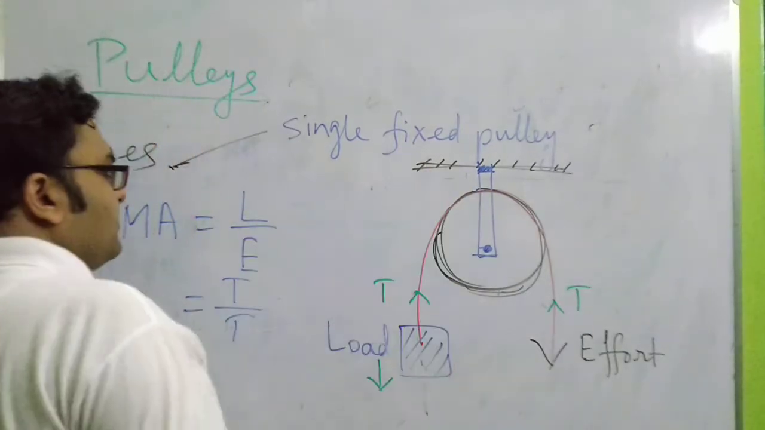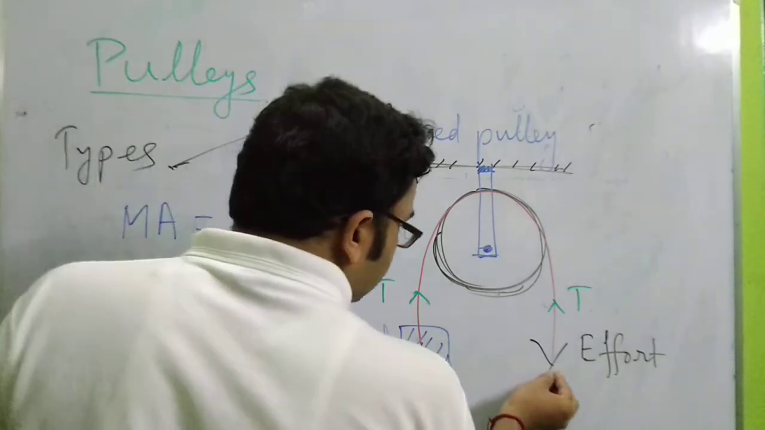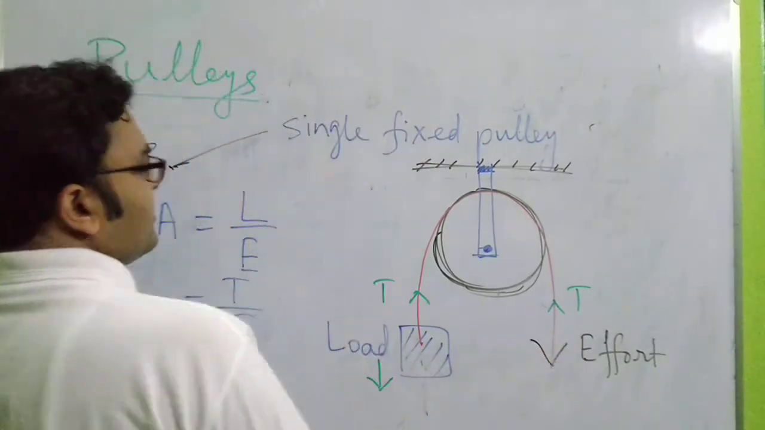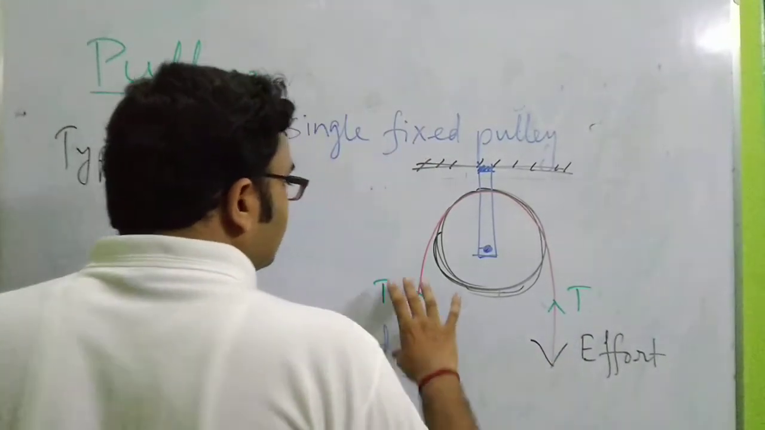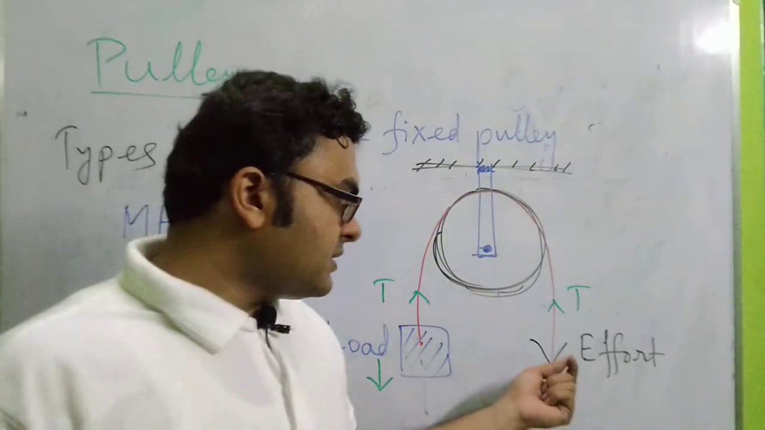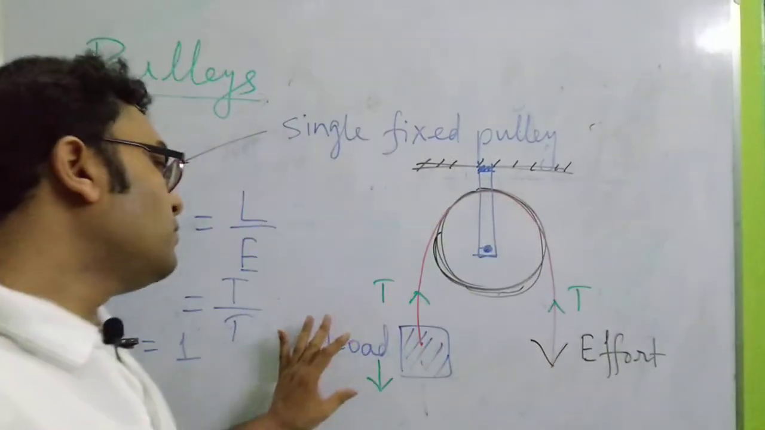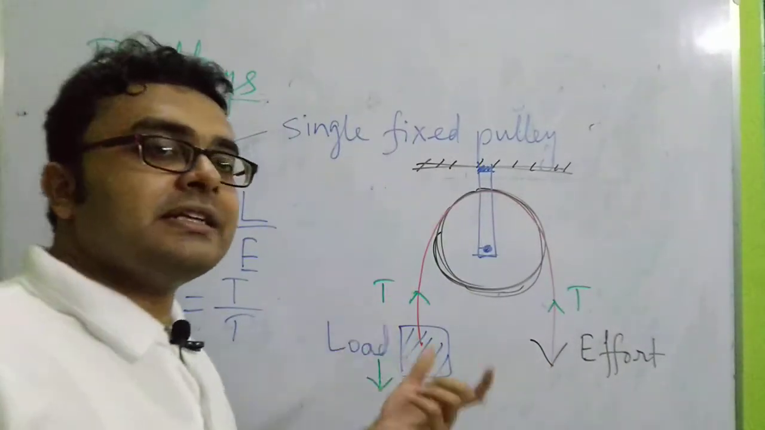If you can imagine, I have no 3D figure or motion figure to actually demonstrate the fact that when you pull this effort point through a certain distance, the load also moves through the same distance. If you are moving this effort point in the downward direction, as much as you move down, the load point is moving up by that same distance.